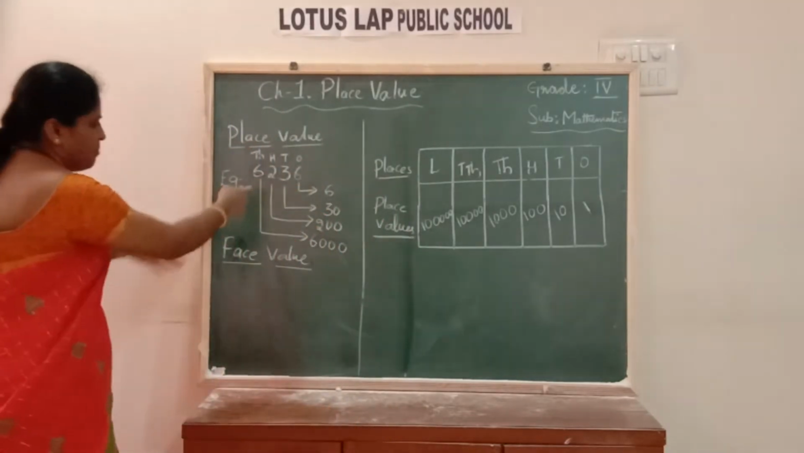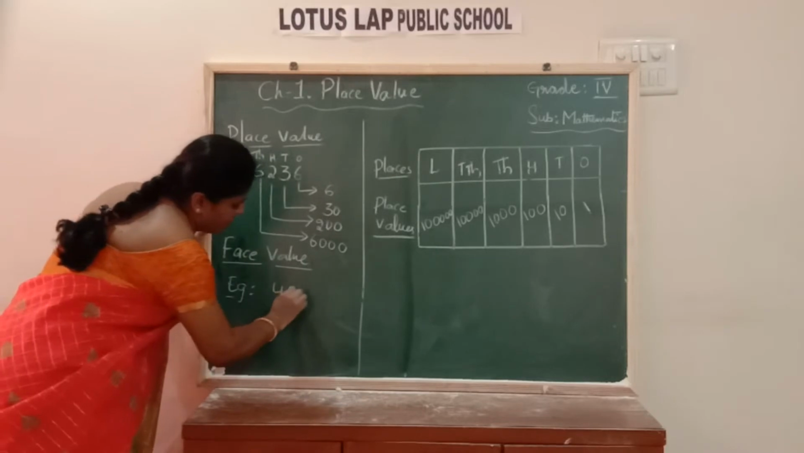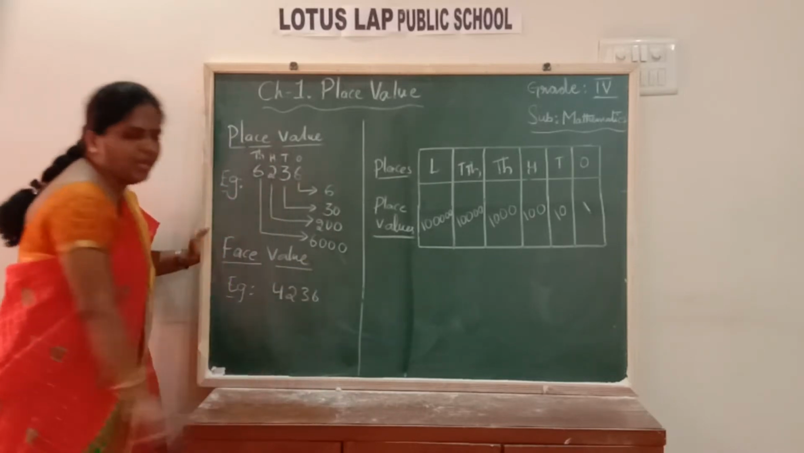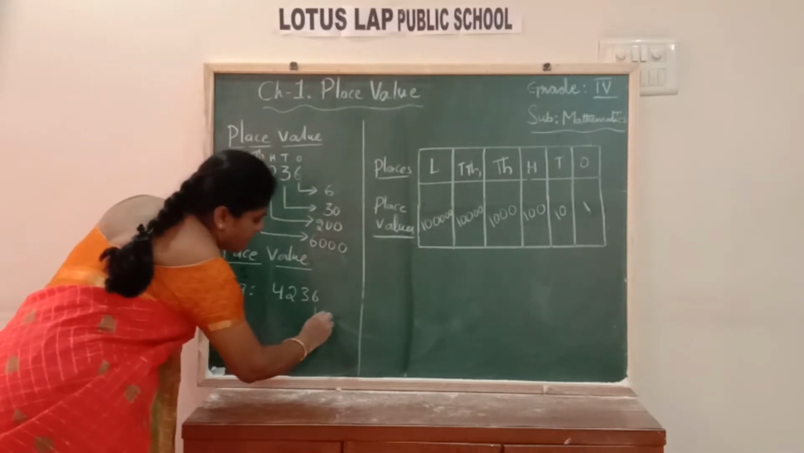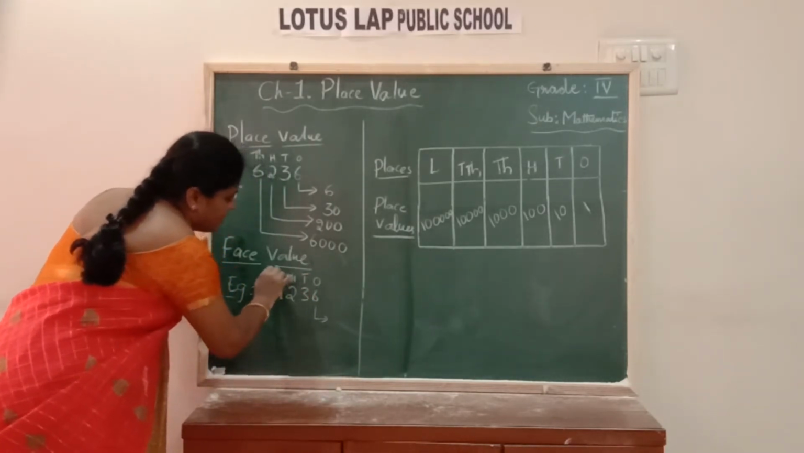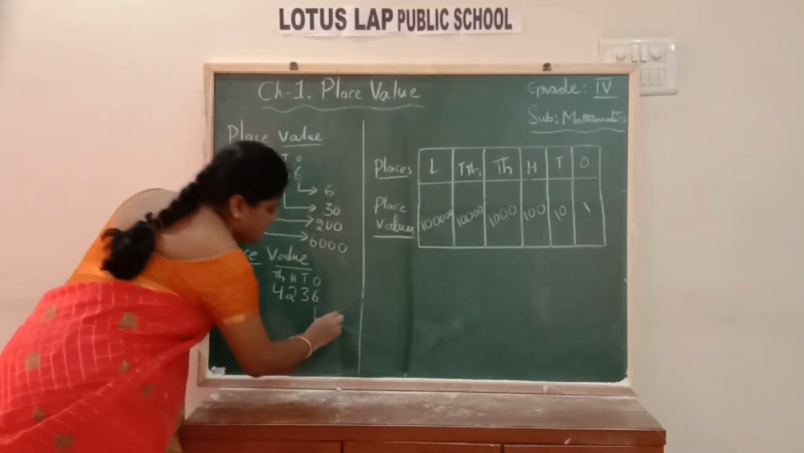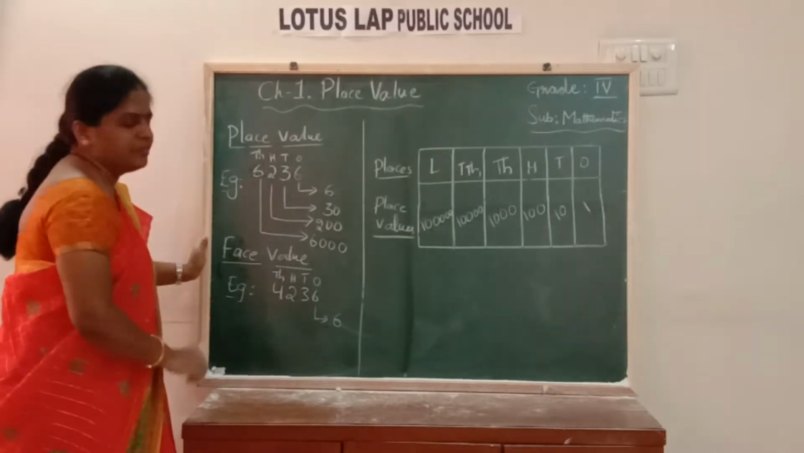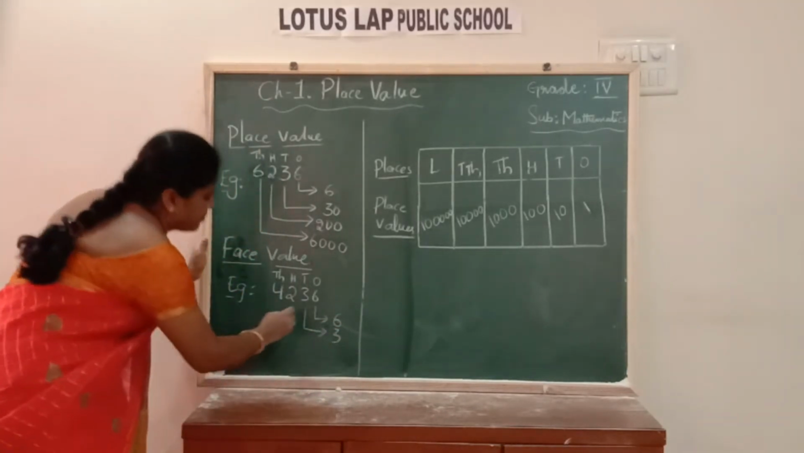So same example I am going to take here, 4236. Let me see what are the face values now. The face value of 6. Although these are in ones, tens, hundreds and thousand places, but see here, the face value of 6 is 6 only. The face value of 3 is 3 only.